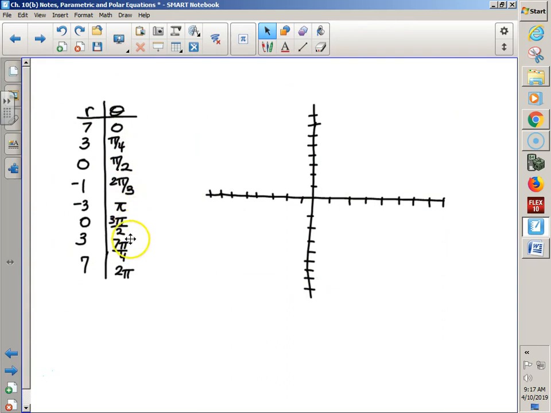Whoa, but it's in radians. That's okay. What do you do with radians? Should be easier. At least it's familiar, right? Pi over 4, we know where that is. Pi over 2, got it. 2 pi over 3, pi, 3 pi over 2. Okay.